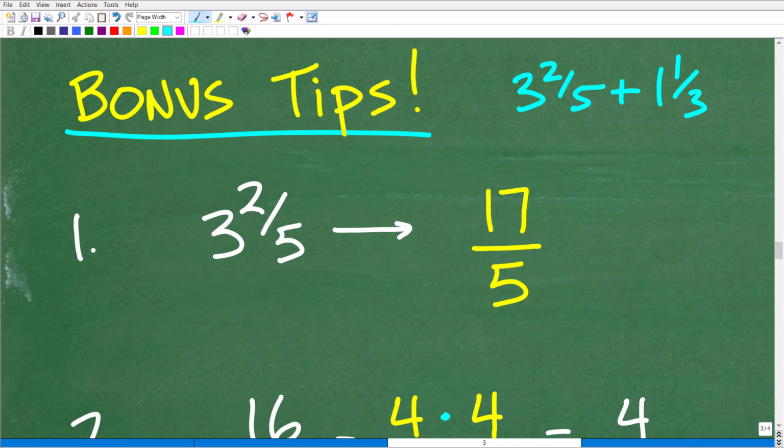These are some things that you need to review as well. But as a general rule, when you see a mixed number fraction, just convert it into an improper fraction. Again, 5 times 3, 15, plus 2, 17 over 5. Now you have a lovely improper fraction that you can work with, whether it's the bow tie method or if you are multiplying or dividing fractions. So that's bonus tip number 1.